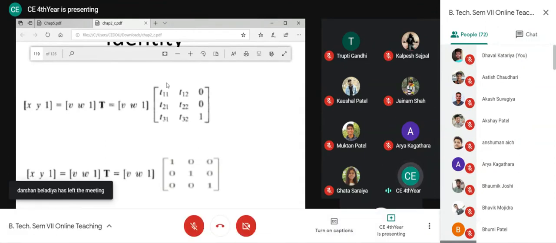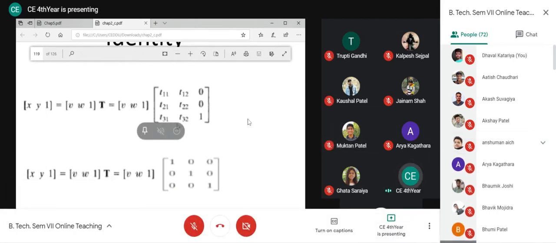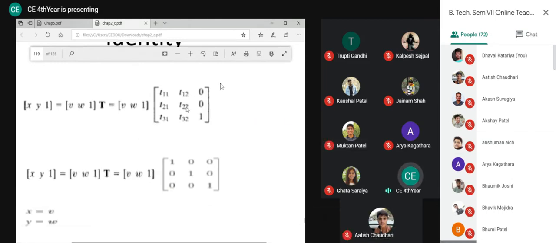So transformation T will have value 1, 0, 0. T11 is 1, T21 is 0, T31 is 0, T12 is 0, T22 is 1, T32 is 0, and these are already 0, 0, 1. Now apply this matrix multiplication. The first element gets multiplied with 1, w with 0, and 1 with 0, and we add all three. So v plus 0 results in v. Then v into 0 plus w into 1 plus 1 into 0 results in w, and the third element will be v into 0, w into 0, 1 into 1.